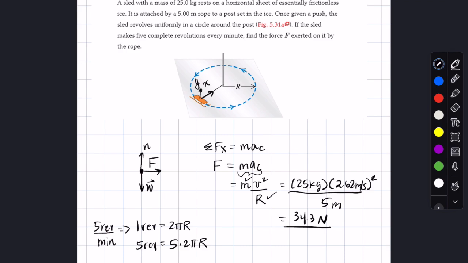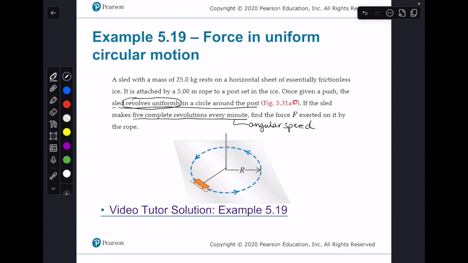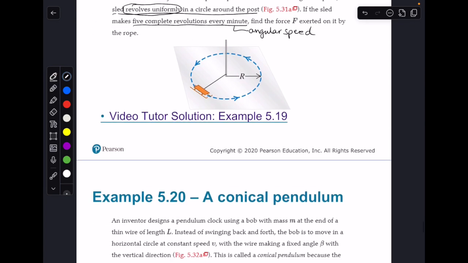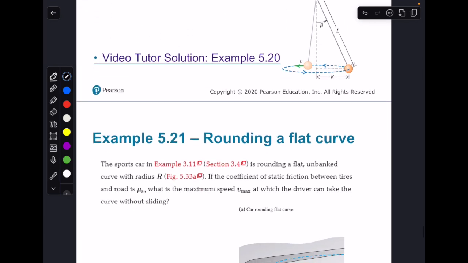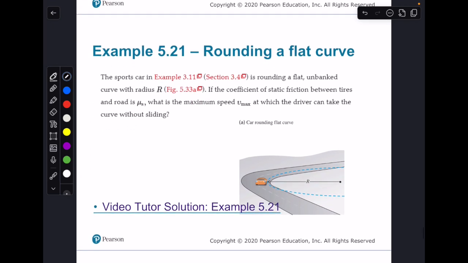If that rope wasn't there, if that tension wasn't there, what would be keeping that sled in uniform circular motion? Nothing would, right? That sled would be going straight. Okay, so we refamiliarized ourselves with some terms in circular motion. Let's now apply this idea, we're going to skip this example, to a car rounding a flat curve.